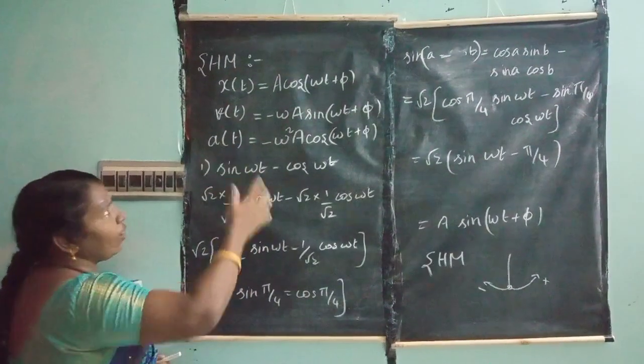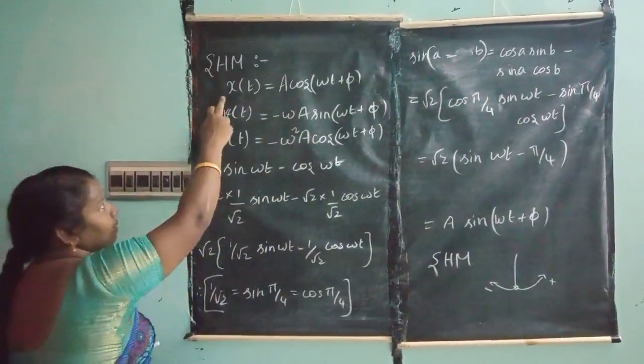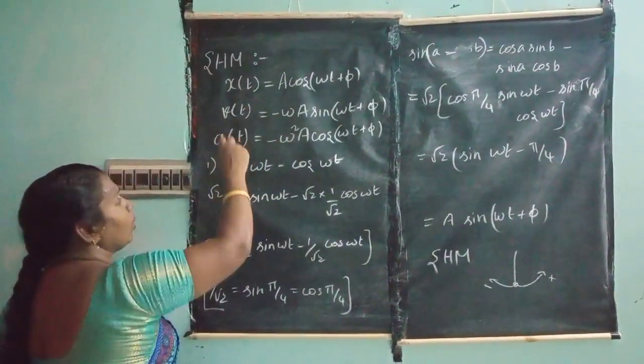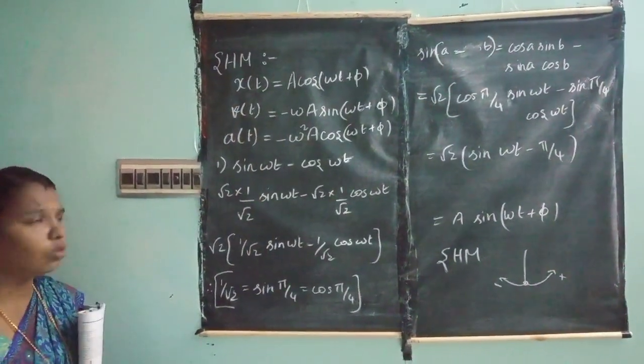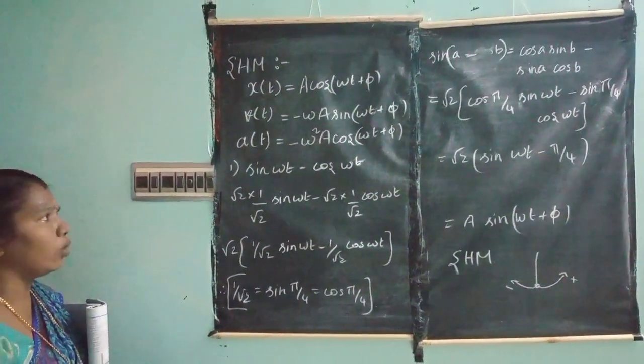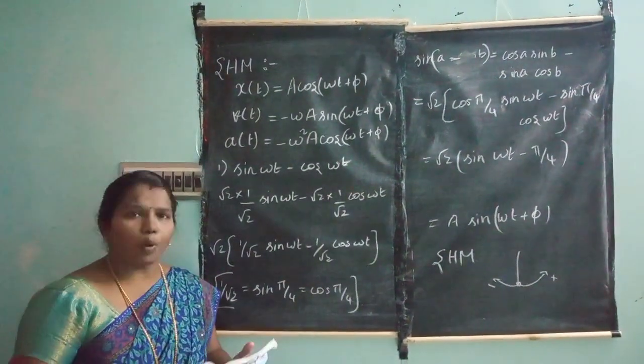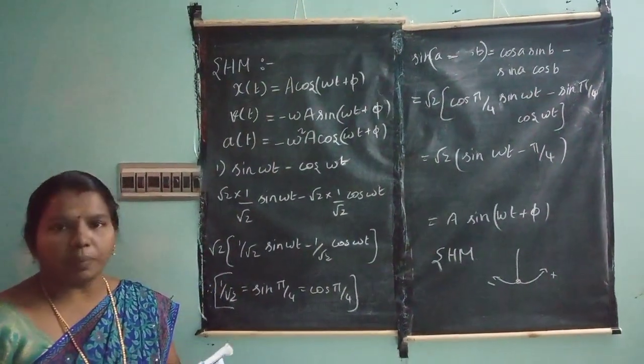So this is the way of writing the displacement, the velocity, and the acceleration of simple harmonic motion. Can you understand, students? Yes. So from that we are going to derive some problems. Take your book, page number 358.